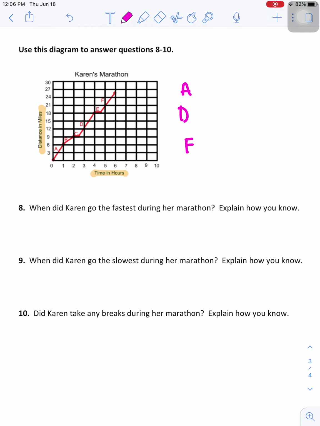Well, graphically, if we look at A and get the slope, we're looking for the change in Y. So at A, she went from 0 miles to 6 miles, and her timing was 1 hour. So the slope of A is 6.